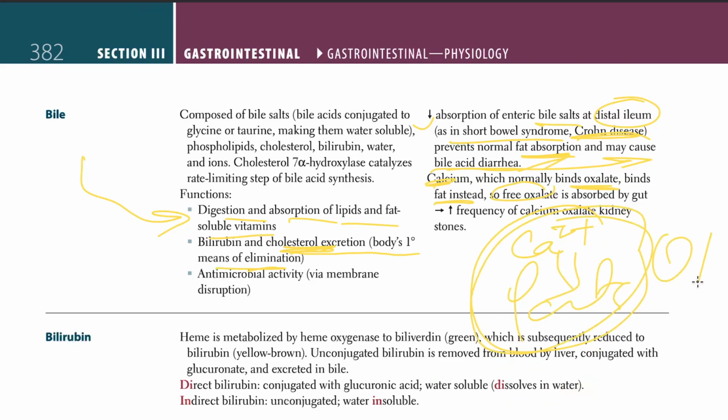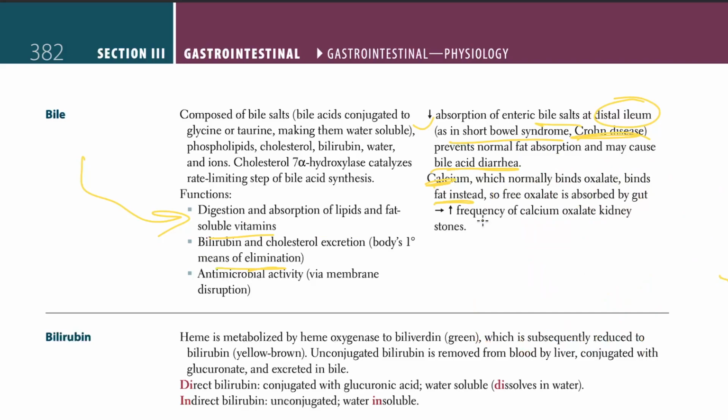So now you have free oxalate. He's like, man, you're leaving me, ditching me, I'm going to do something. What is he going to do? That oxalate is going to get reabsorbed by the gut, causing calcium oxalate in the kidney. So it gets into the blood and gets excreted in the kidneys.